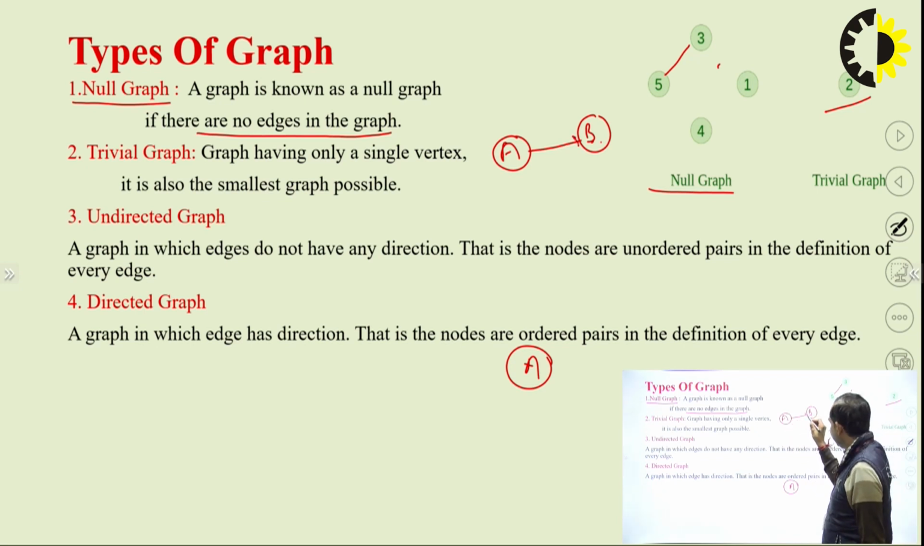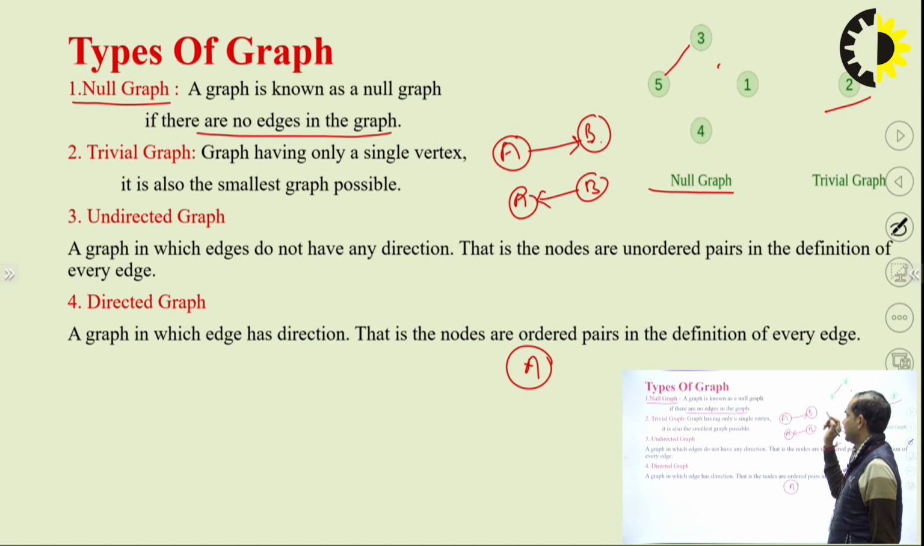If I am taking this, this is a directed graph. Or if I am taking this, also this is a directed graph. Means if there is a link from A to B, but there is no link from B to A. Similarly here, there is a link from node B to node A, but there is no link from node A to node B. So these are the directed graphs.